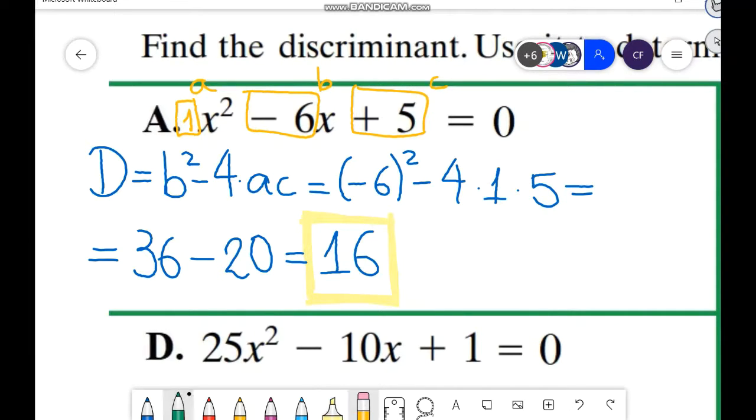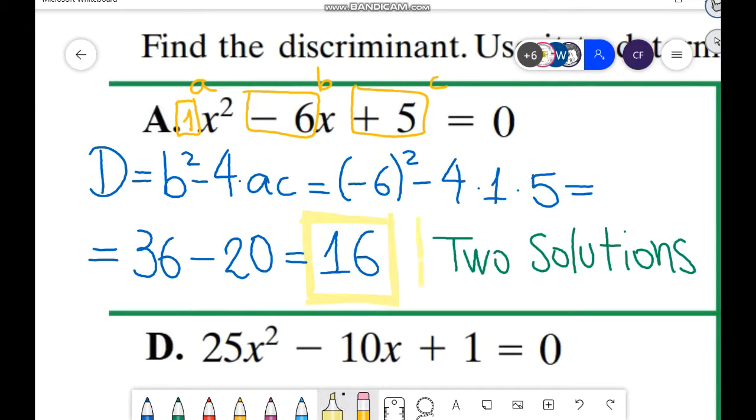The second question you will answer is a multiple choice. It is asking how many solutions for this equation. If the discriminant is positive, you will have 2 solutions. Okay, 2 solutions, because the discriminant is a positive value.